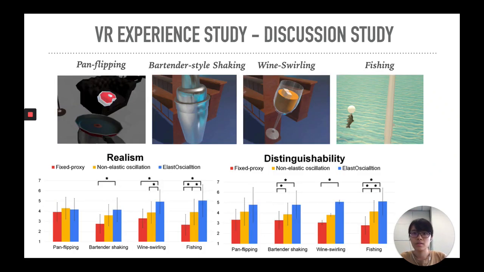12 participants were recruited for this study. In each application, 3 haptic feedback methods were compared: fixed proxy as a baseline, non-elastic oscillation, and ElastOscillation, for 2 oscillation types with and without elasticity. Here are the results in a subjective 7-point Likert scale.